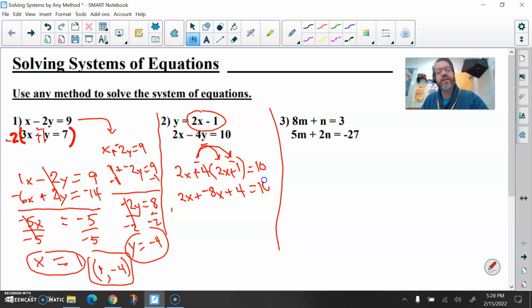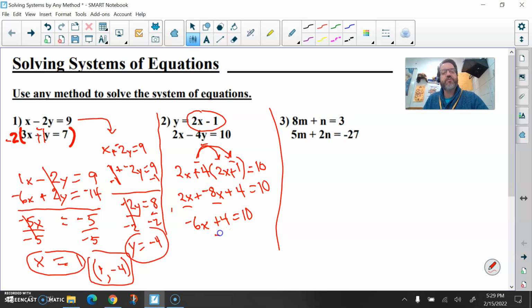And this equals 10. So I don't have these parentheses anymore now that I'm done with the distributive property on that part right there. Now I can combine my x's because they are on the same side of the equation. And 2x plus negative 8x, it's really just 2 plus negative 8. You can add these coefficients. 2 plus negative 8 is negative 6. So I have negative 6x plus 4 equals 10.